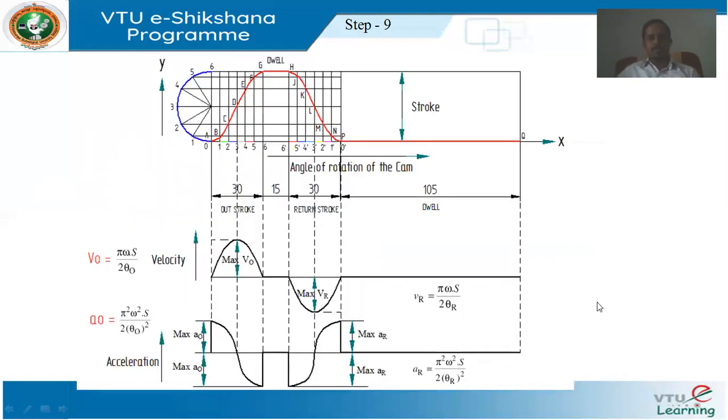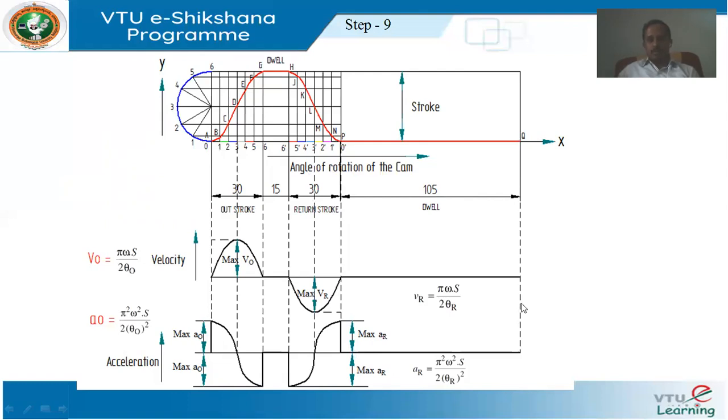Next, let me see how, using this displacement diagram, to construct the velocity diagram and acceleration diagram. According to the procedure, with reference to this displacement diagram, first we should take reference lines. Here we can see the beginning of outstroke, the mid position of outstroke, the end of outstroke, the beginning of return stroke, the mid position of return stroke, and the end of return stroke. Up to some certain position, drop these reference lines like this.